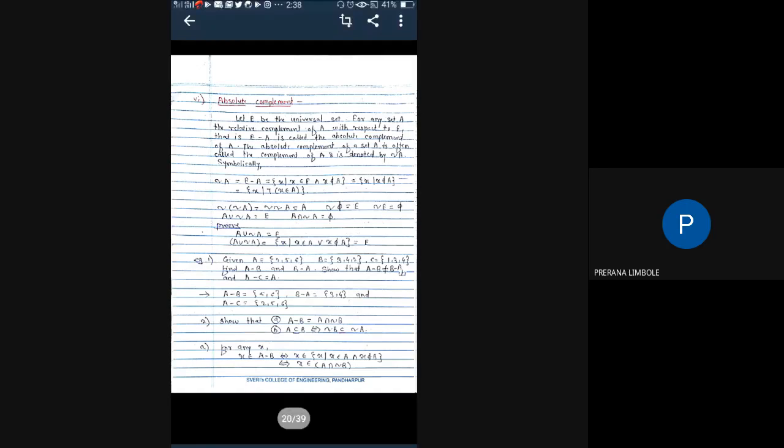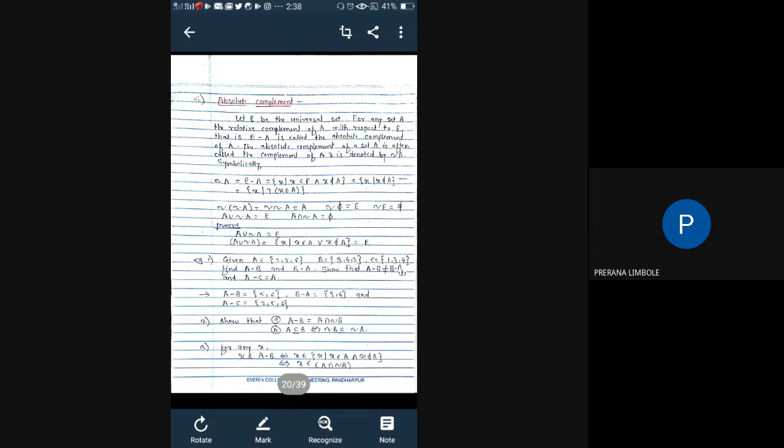E minus A म्हणजे काय? सगळे एलिमेंट जे ई मध्ये आहेत म्हणजे युनिव्हर्सल सेट मध्ये प्रेझेंट आहेत पण सेट ए मध्ये नाही आहेत, मीन्स व्हॉट? ऑल दी एलिमेंट्स दोज आर नॉट प्रेझेंट इन सेट ए. That's why this is represented by negation of A.